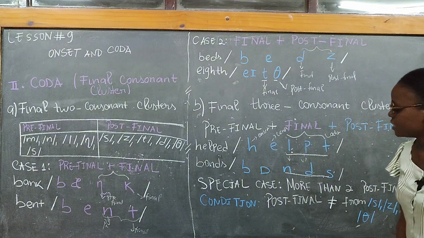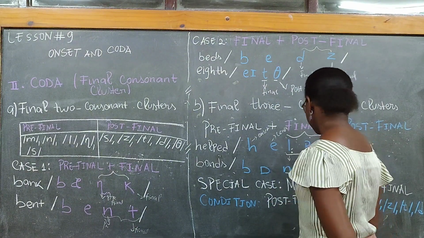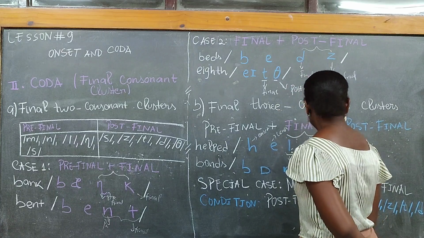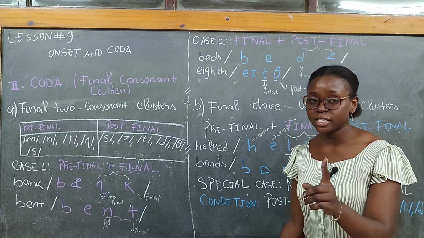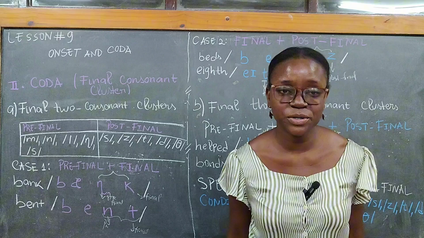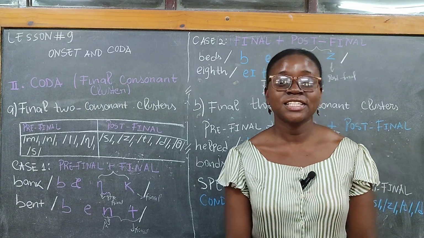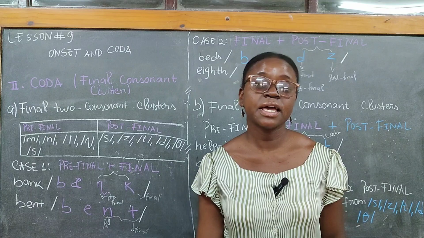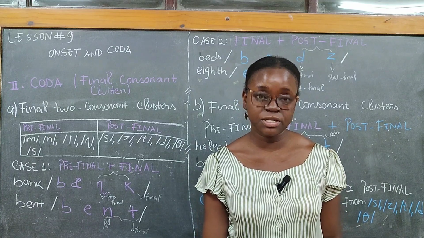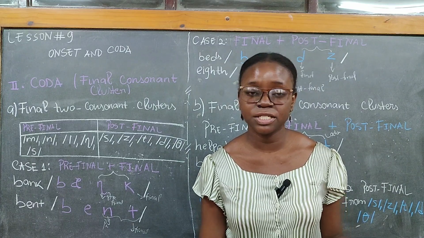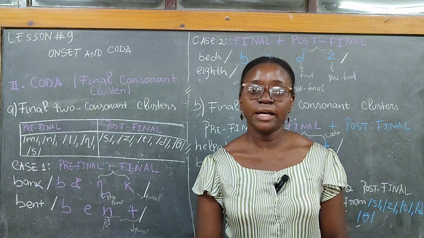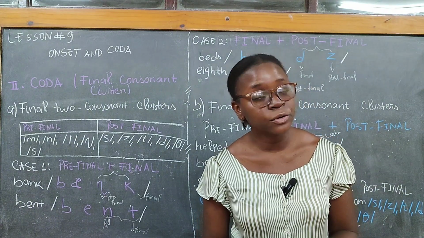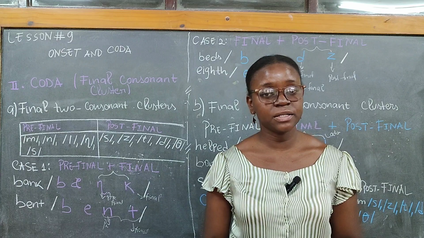Now, we have a special case where we can find more than two post-final consonants. Why does it happen first? In English language, it's very common to have a combination of four consonants in the end of a word. Four is the limit, not more than four. And these are the cases where we can find more than one post-final consonant.